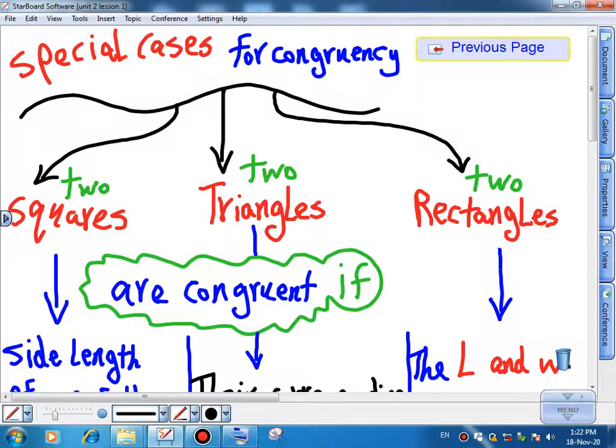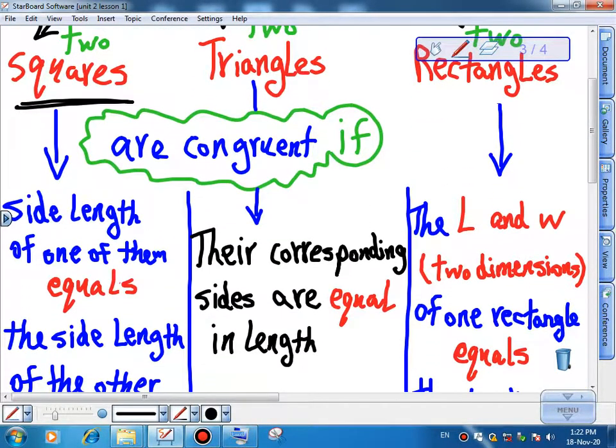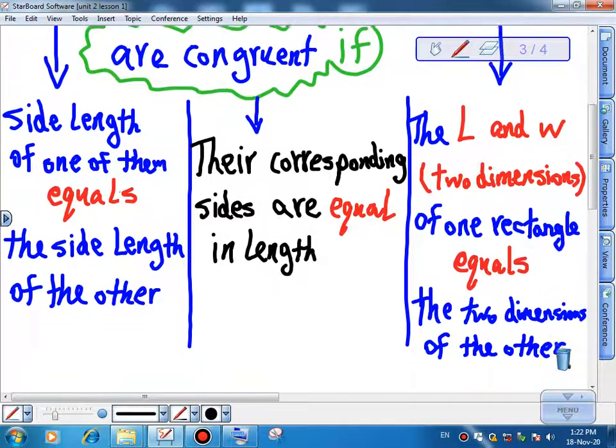The last case is called special cases of congruency. What's the meaning of special cases? If I have two squares, these two squares are congruent only if the side lengths of one of them are equal to the side lengths of the other. What's the meaning of this?